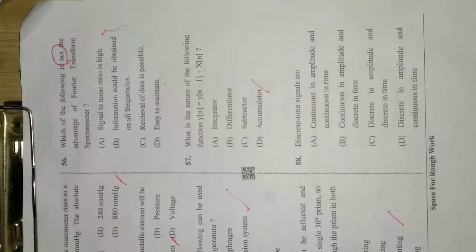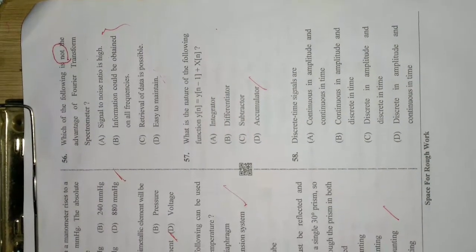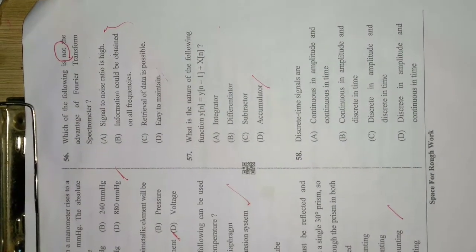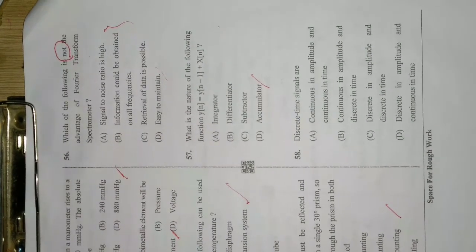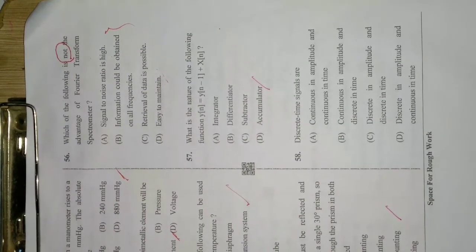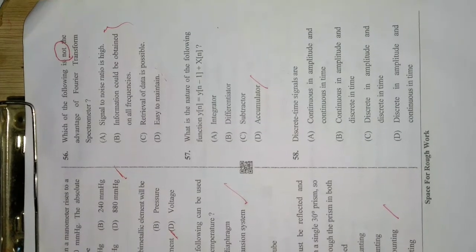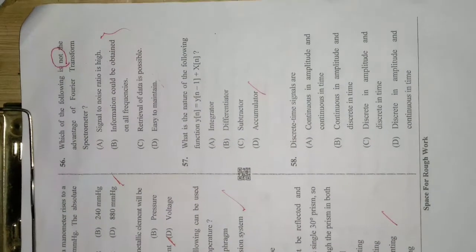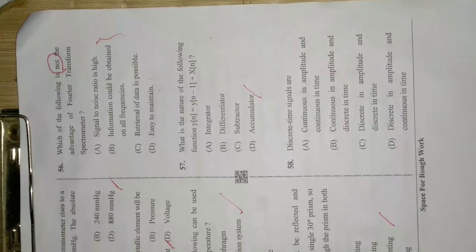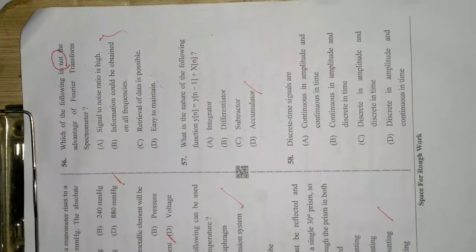Then the next question is discrete time signals are continuous in amplitude and continuous in time, continuous in amplitude and discrete in time, discrete in amplitude and discrete in time, then discrete in amplitude and continuous in time is the last option. So for this one, the correct answer will be continuous in amplitude and discrete in time. So option B will be the correct answer for this question.